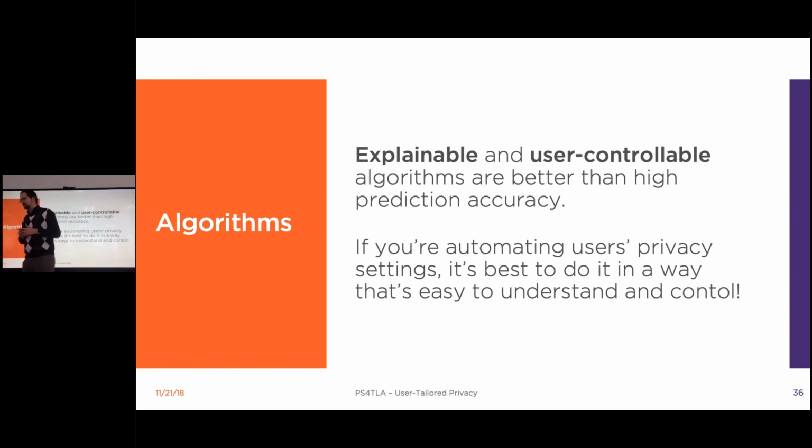So another interesting complicating factor here is that while most machine learning research focuses on improving prediction accuracy, I would argue that in user-tailored privacy, it's actually more important to keep the model, the algorithm, explainable and user controllable. So you might have heard of the wonders of deep learning, but it's something that's very difficult to explain and to control for users. So you probably don't want to have an algorithm like that. We really want users to have a stake in their own privacy management. So this means that when we employ algorithms to help them with their privacy decisions, those algorithms should be easy to understand and control.